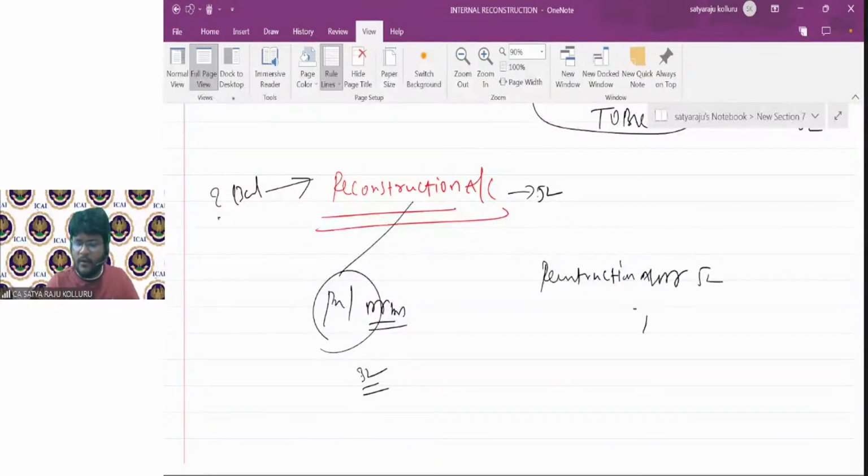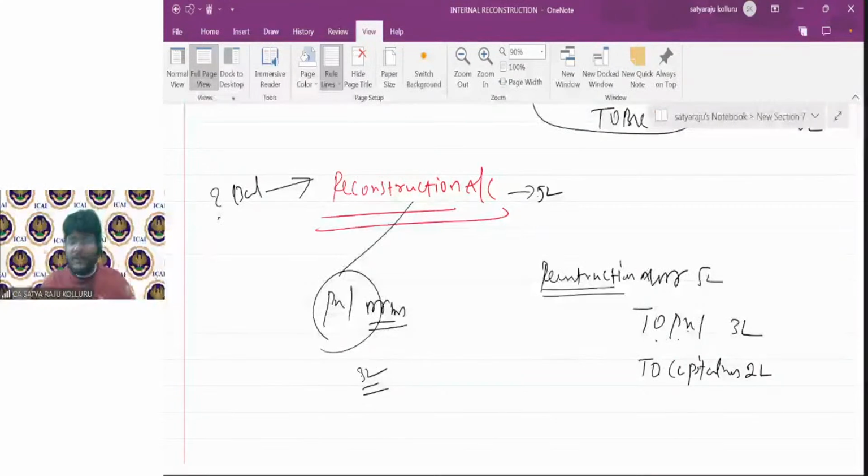5 lakhs to P&L 3 lakhs. P&L having a debit balance, that's why while cancelling, it needs to be created. What about the other 2 lakhs, sir? Reconstruction is nothing but capital profit. So always the capital profit, what you are getting after nullifying with the P&L, you need to transfer to capital reserve only. Capital profit means capital reserve, that is 2 lakhs, whether it is mentioned in the problem or not.